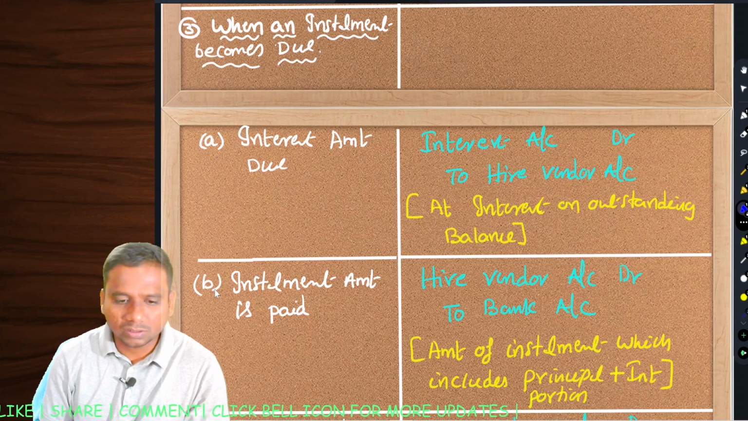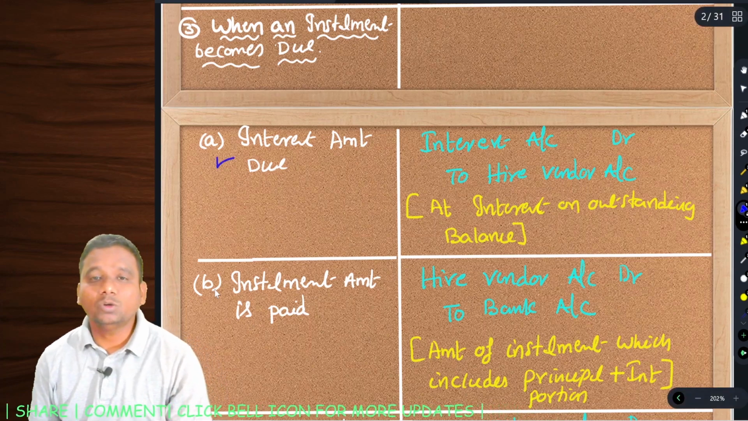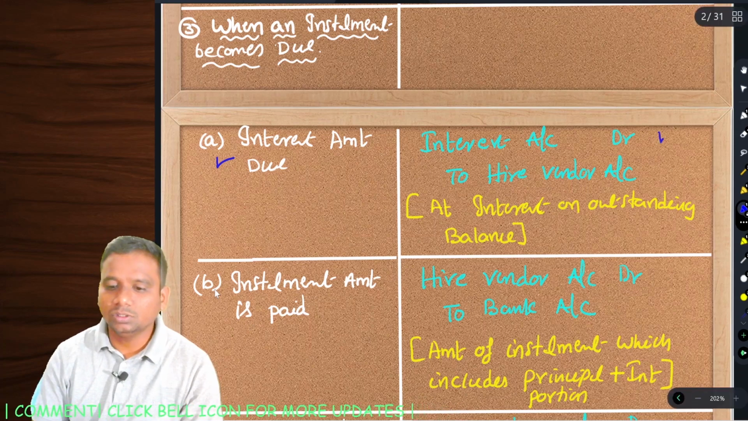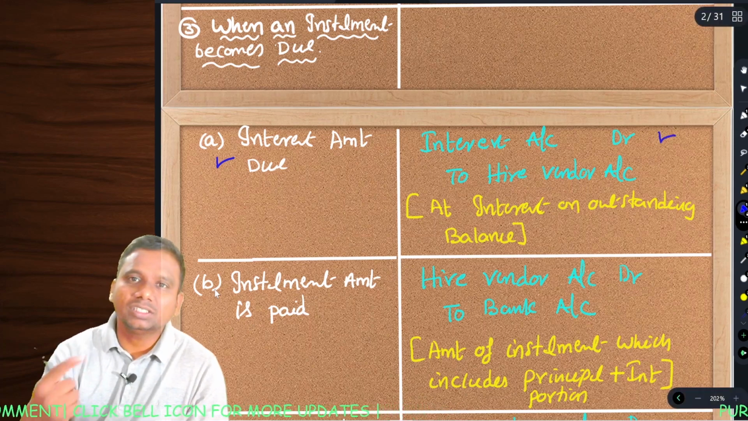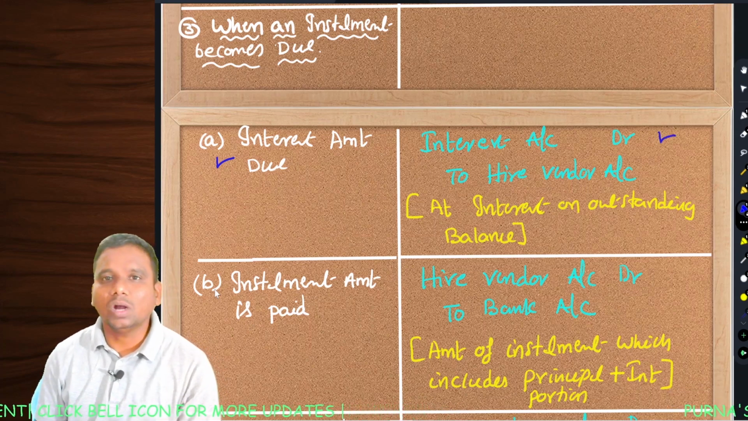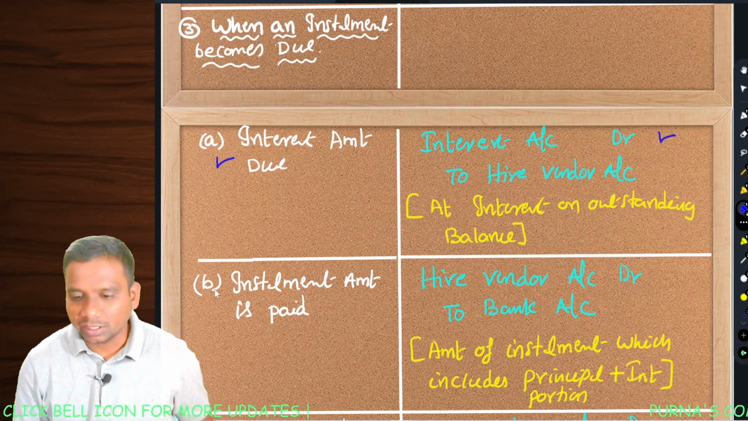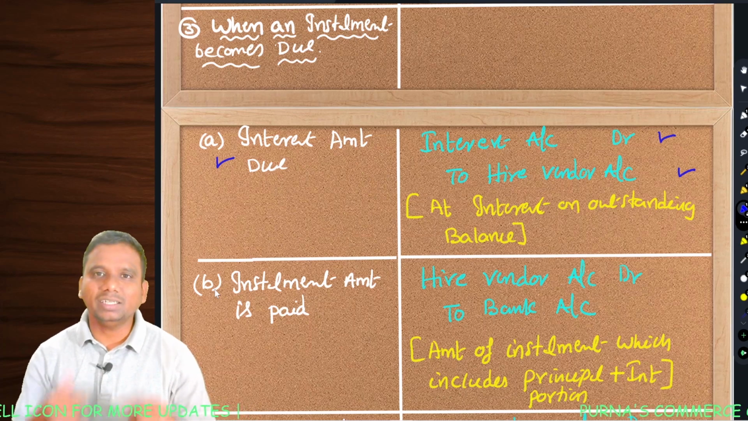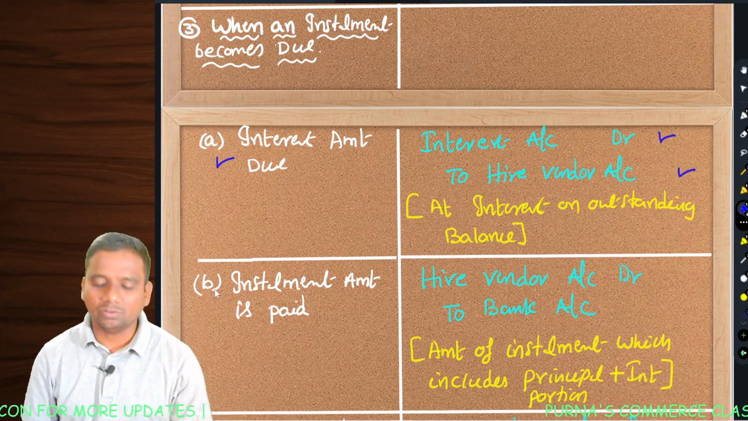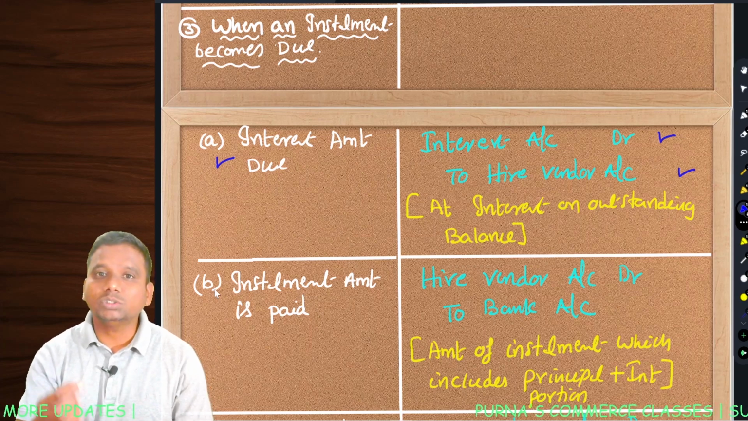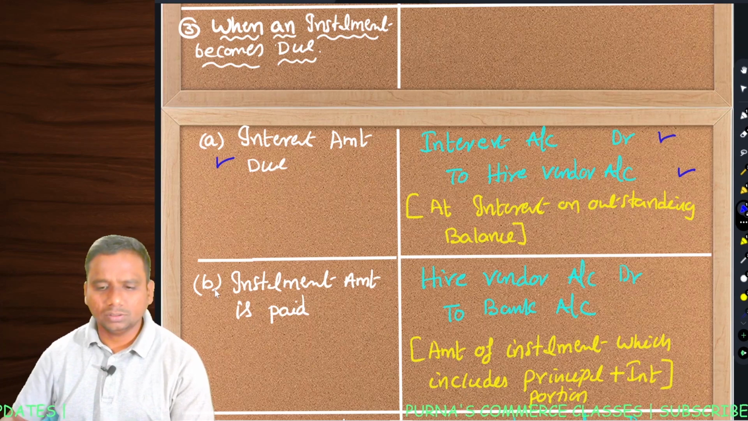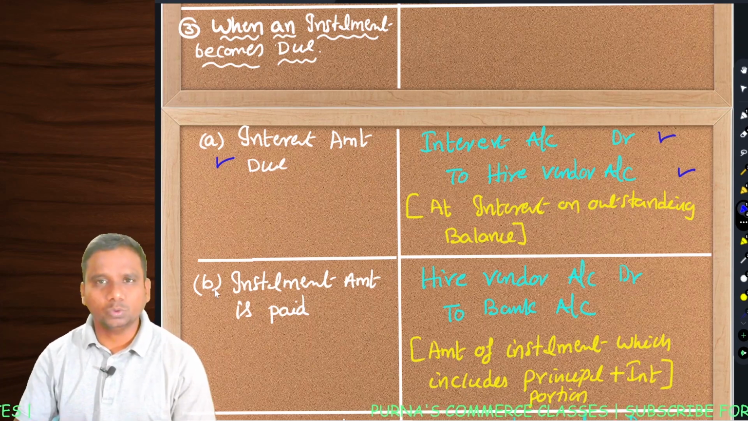So now first record the entry for interest amount due. Interest is expense for us, so interest account debit. To whom this interest amount is payable? To hire vendor, so that hire vendor account credit. So finally, what is the entry for this interest? Interest account debit to hire vendor account. So interest is calculated always on what? Outstanding amount of loan. Do remember. Next we calculate this interest portion, all those things.